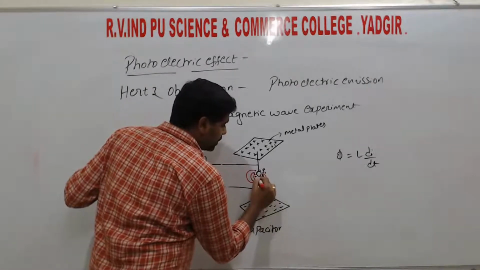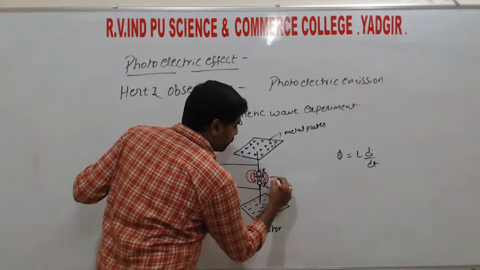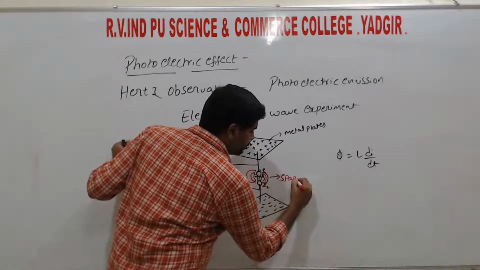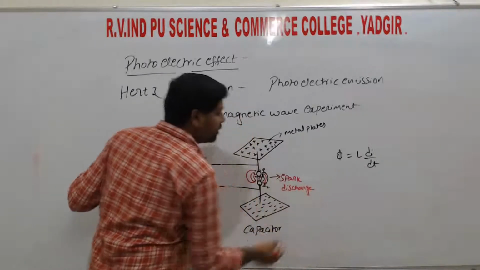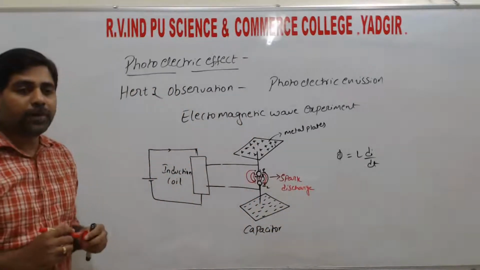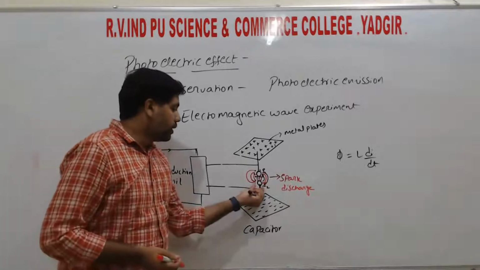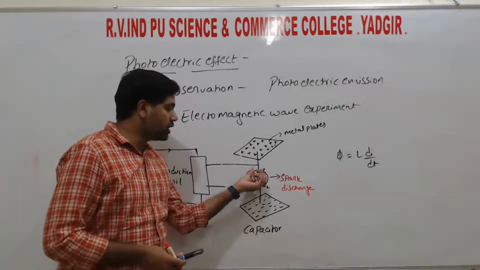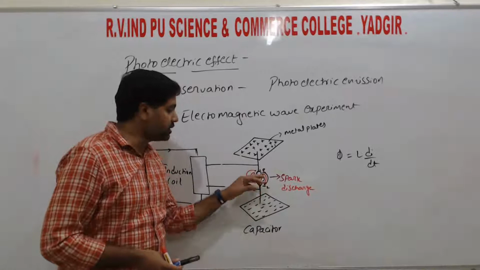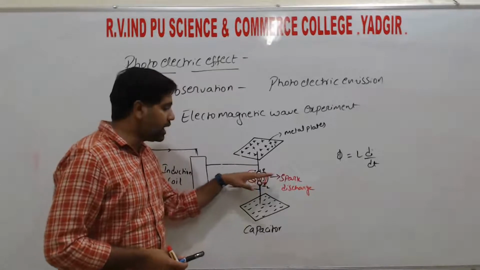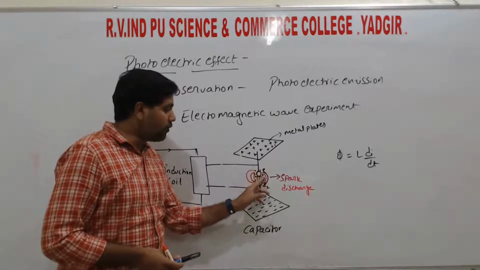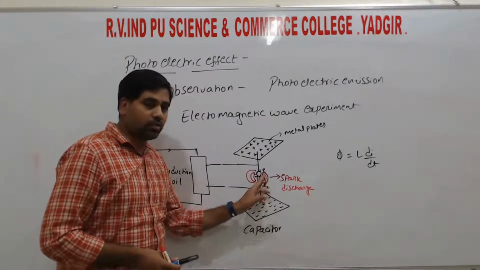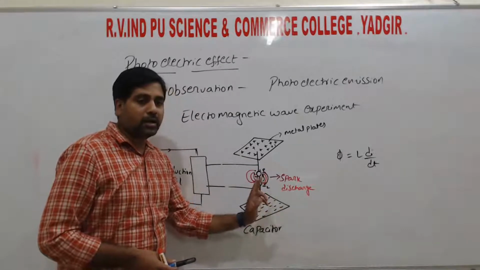So these red lines represent the spark. That is, spark discharge or sparking is observed between these two spheres because the negative electrons and positive charges attract each other. The air medium is there, and it breaks down the air medium and the charge goes from sphere S2 to sphere S1. Then we observe the spark discharge.